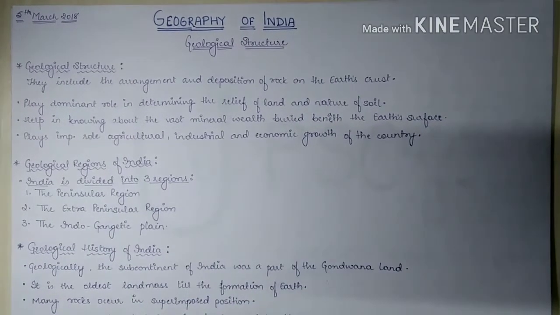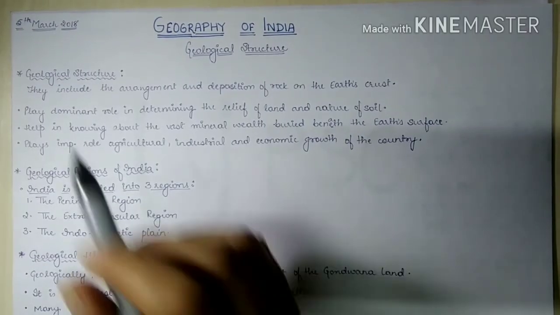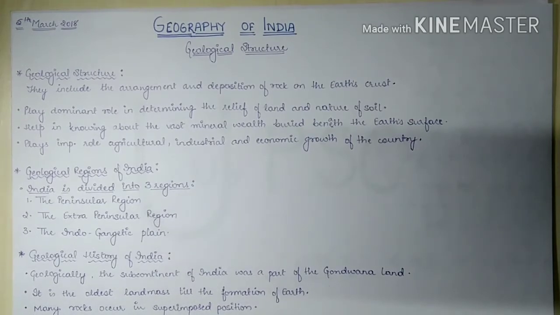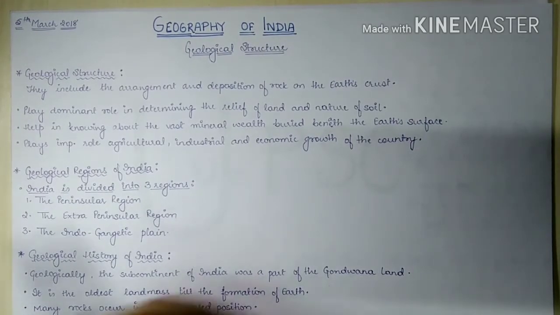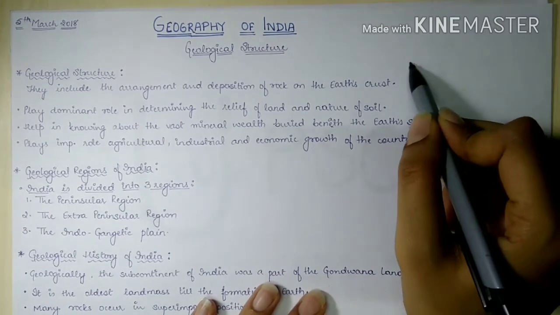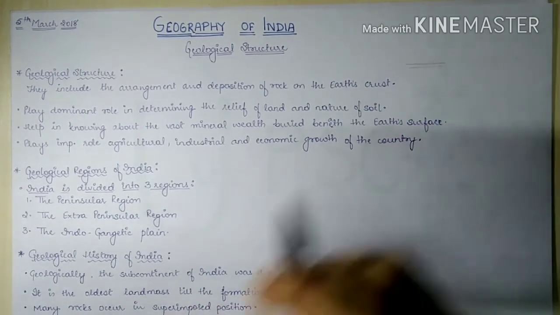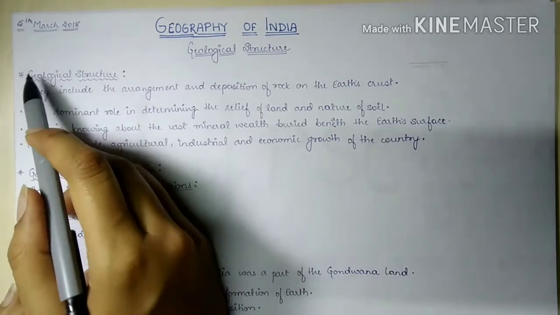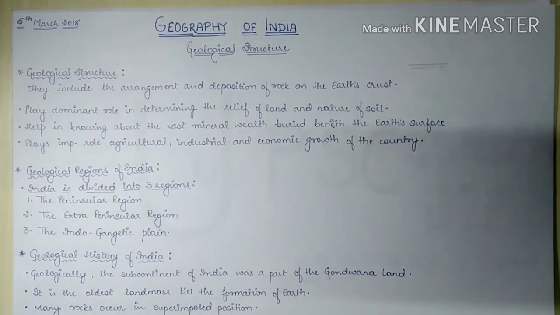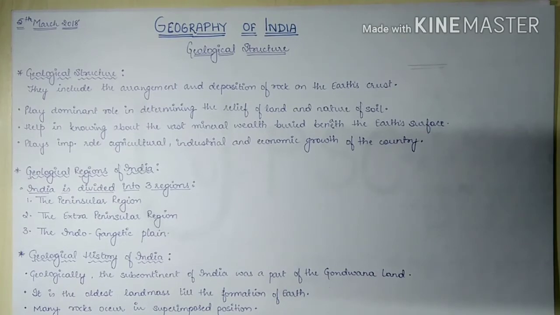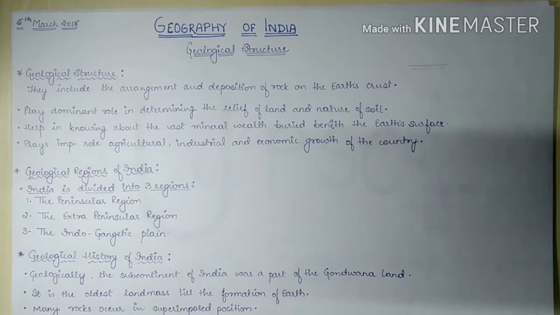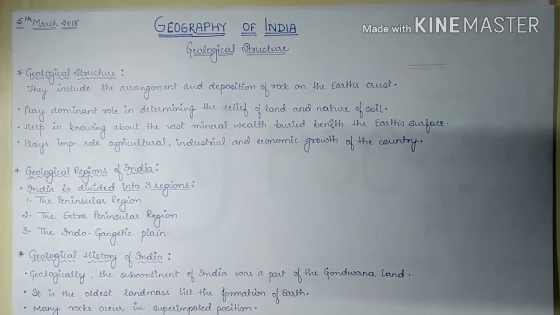So the geological structure basically includes the arrangement and deposition of rocks on the earth's crust. The way in which the rocks are arranged on the earth's crust and the deposition of rocks on the earth's crust are included in geological structures. Geological structures of a country help in understanding what type and what character of the rock it is. And we can also determine the slope of the rock. How can we determine the slope of the rock?